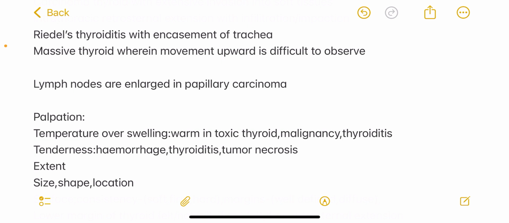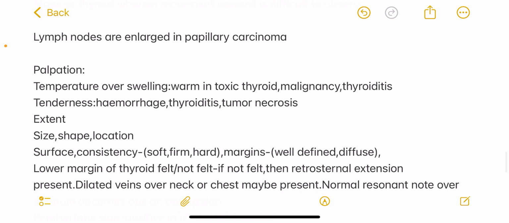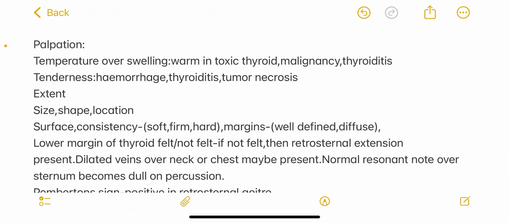Then extent again has to be mentioned, just like we did in inspection. Then size, shape and location of the swelling has to be mentioned. Then the surface and the consistency. Consistency, whether it is soft, firm or hard, should be mentioned. And margins, whether well defined or diffuse, should be mentioned. Then the lower margin of thyroid, is it felt or not felt? If it is not felt, then there is retrosternal extension. Again, a very important feature.